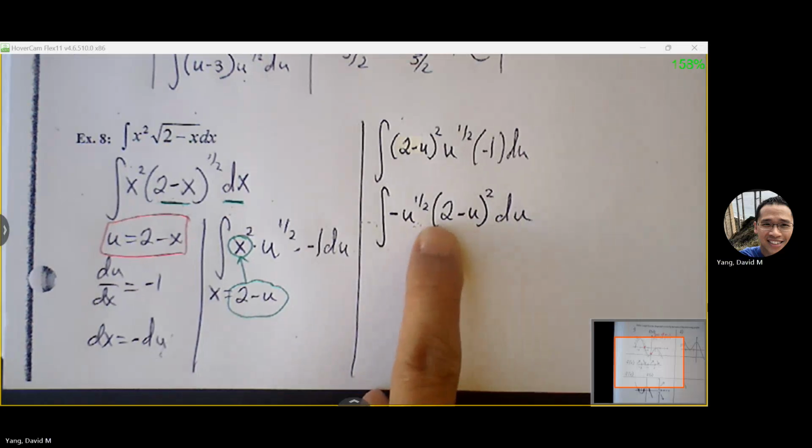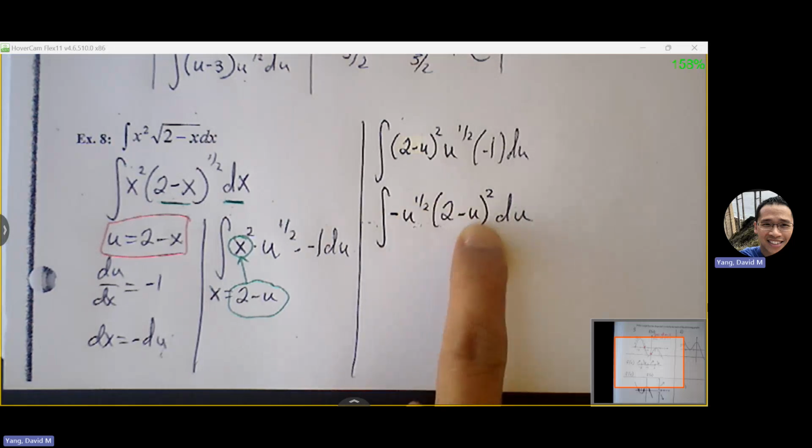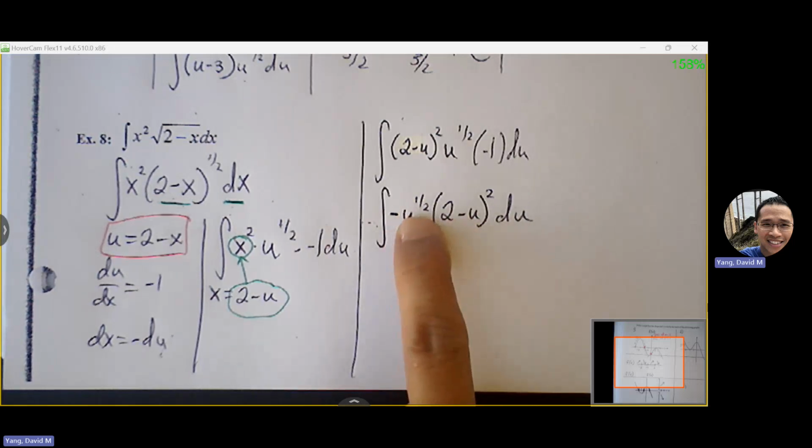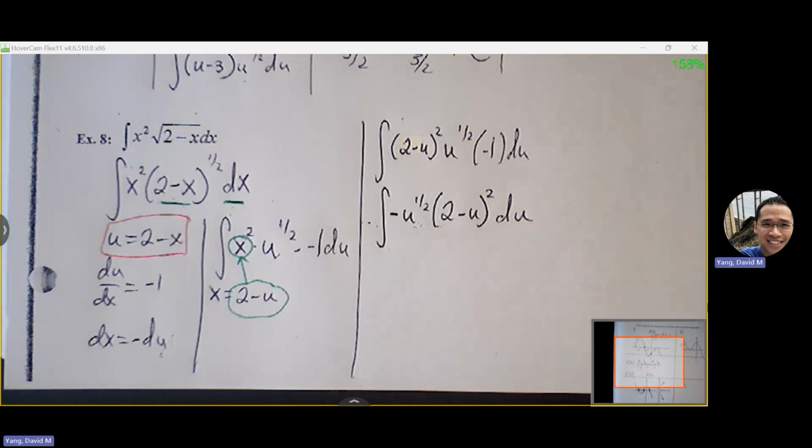Okay. So make sure that we are expanding correctly. We can't distribute this through, right? You got to FOIL this out first, then distribute negative u to the 1/2, then clean up every term, and then power rule for the rest, and then bring back what variable? Bring back the x, yeah.